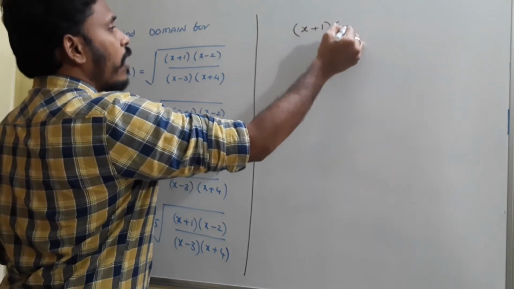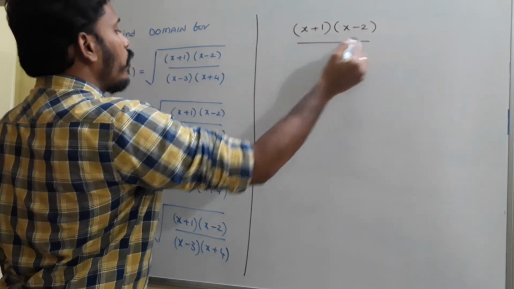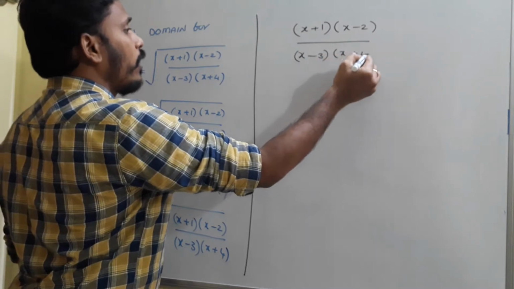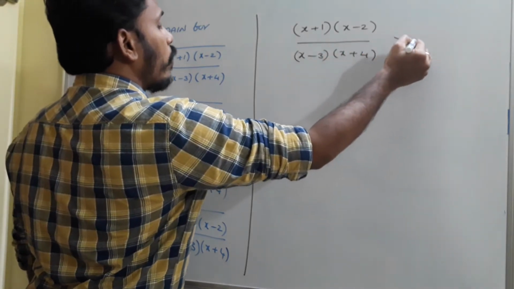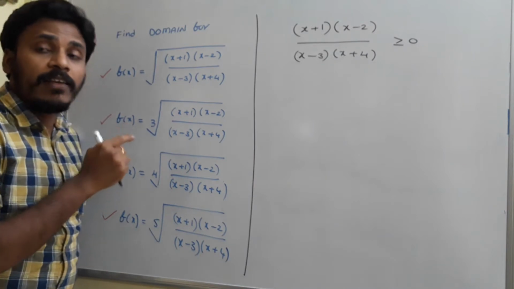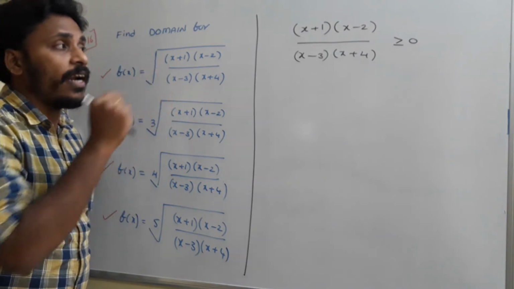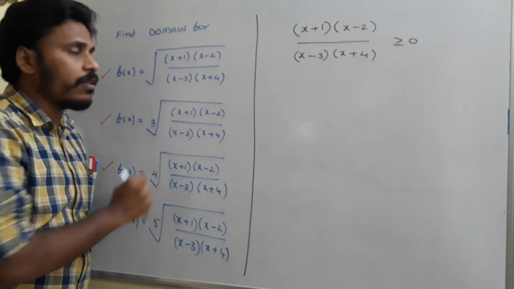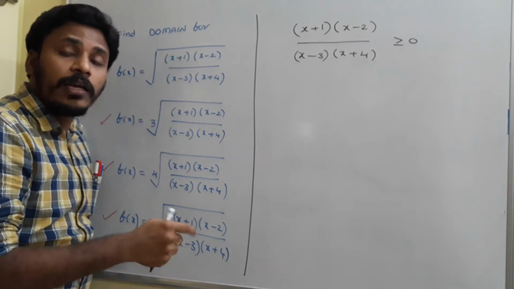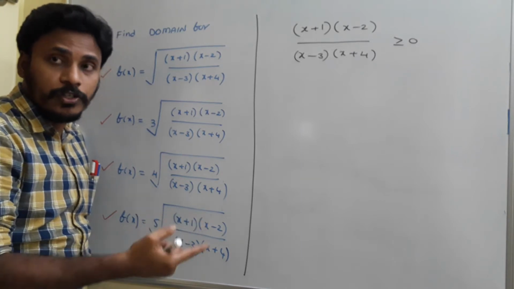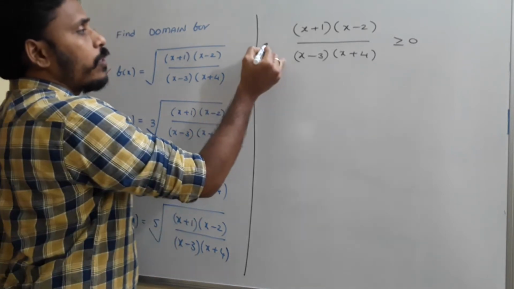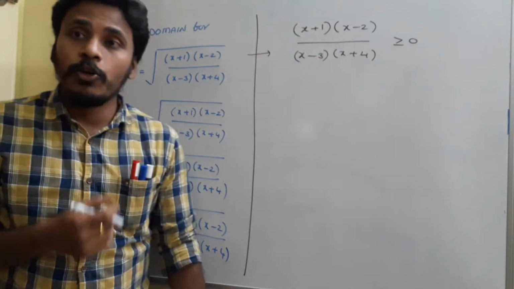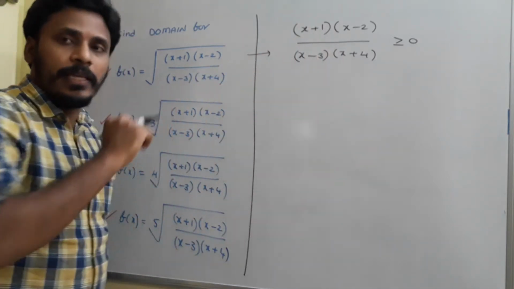For the domain, you need to find the values of x for which (x plus 1)(x minus 2) divided by (x minus 3)(x plus 4) is greater than or equal to 0. If it is greater than 0, the square root exists. If it is 0, then also okay, because the square root of 0 is 0. Now we need to solve this for the domain. We need to find the values of x by solving this particular inequality.